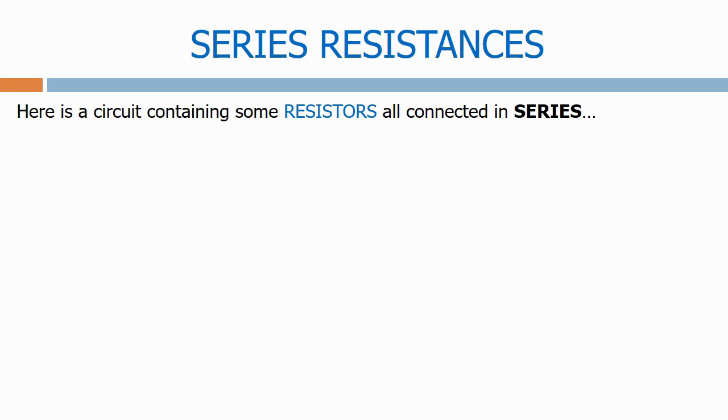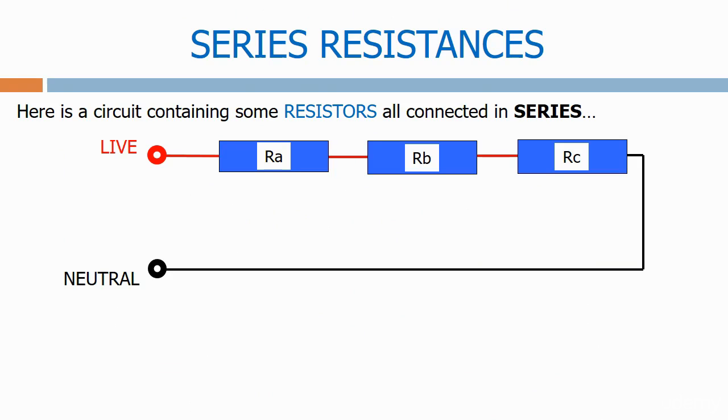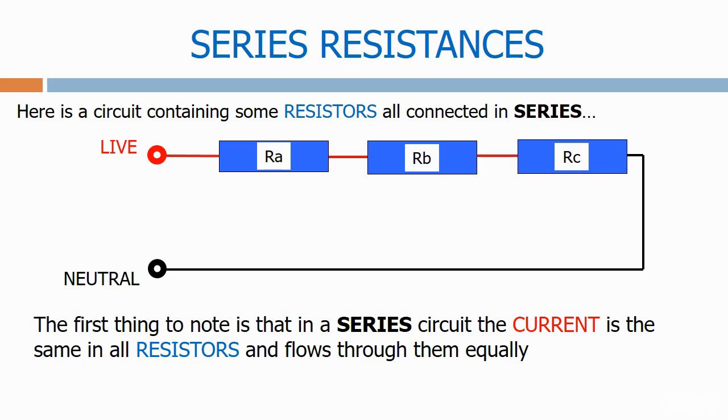Here is a circuit containing some resistors all connected in series. So we have 3 resistors, RA, RB and RC, connected in series to a live and neutral terminals. The first thing to note is that in a series circuit, the current is the same in all resistors and flows through them equally.